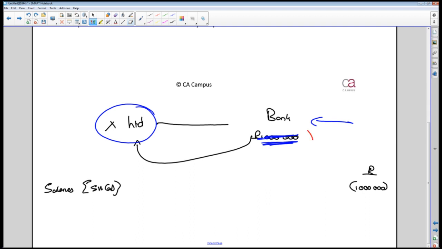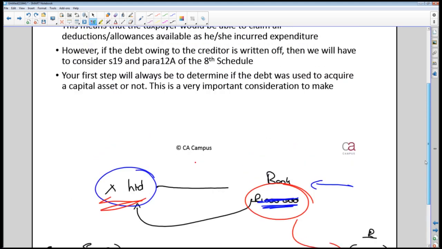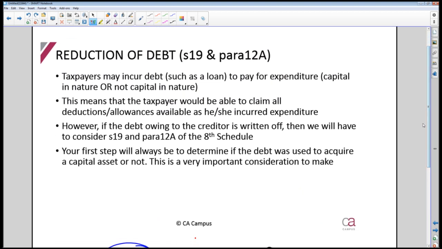They say, we gave you R1,000,000 as a deduction because we expected you to pay R1,000,000 at some point in the future. The fact that we gave you a deduction, but your actual cash flow now is not R1,000,000, it's nil, or less than R1,000,000, in this case nil, is an issue for us. We want to fix this situation, and for that we have section 19 and paragraph 12A of the Act.